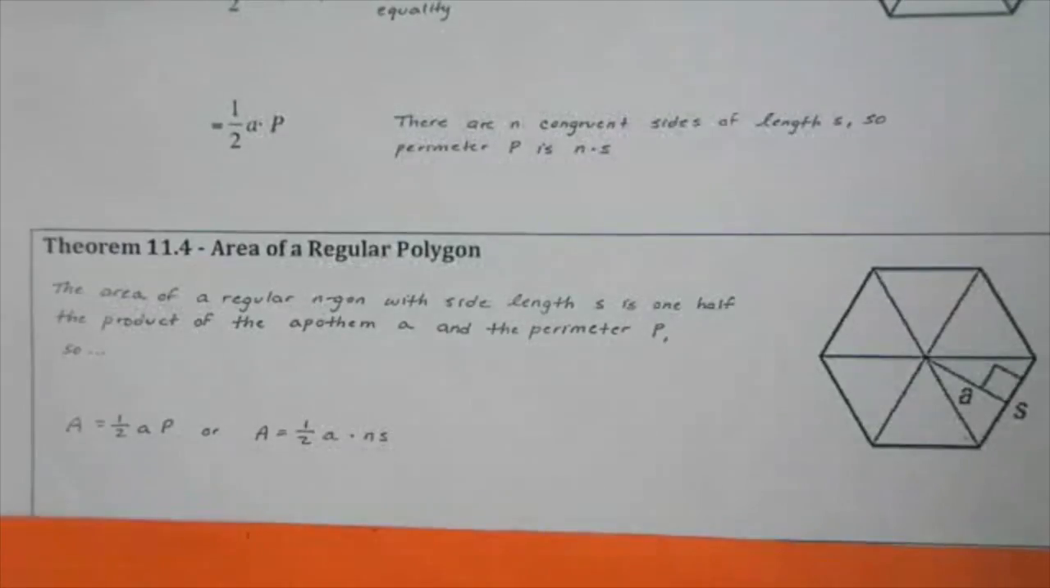The area of a regular n-gon with side length S is 1/2 the product of the apothem, A, right here, and the perimeter P. So, the area is 1/2 times A times P, or 1/2 times A times N times S. Because, remember, in order to get P, it would just be the number of sides times S, the side length. So, either way you look at it. If you know the perimeter, then that's what you would use, or if you don't, then define the perimeter, just the number of sides times the side length.